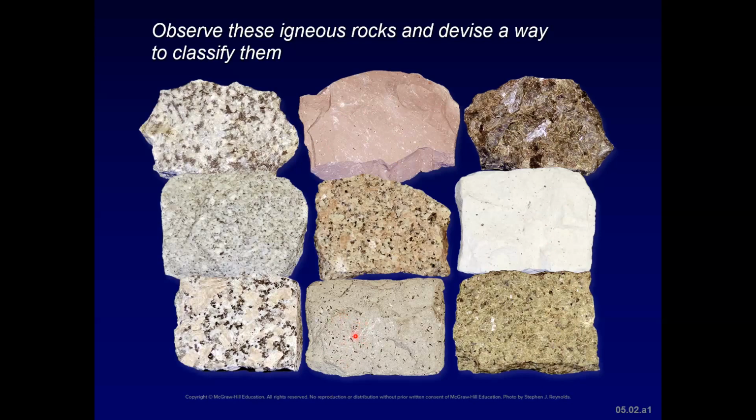This one looks almost porphyritic. I can see these crystals within a fine matrix. So perhaps there was slow cooling at first and then fast cooling. And these larger crystals probably formed through slower cooling underneath the Earth's surface. These were extruded.